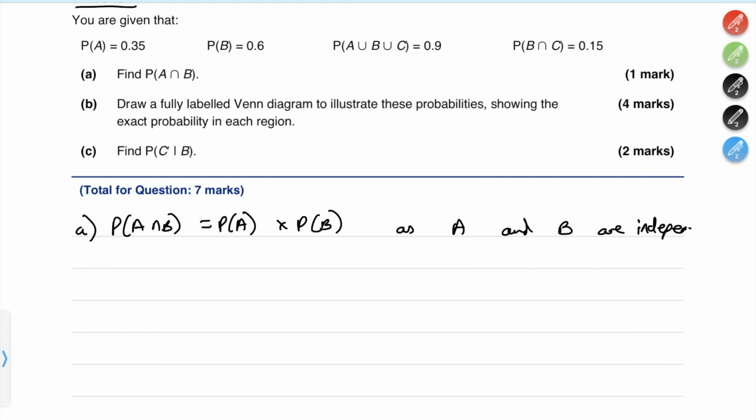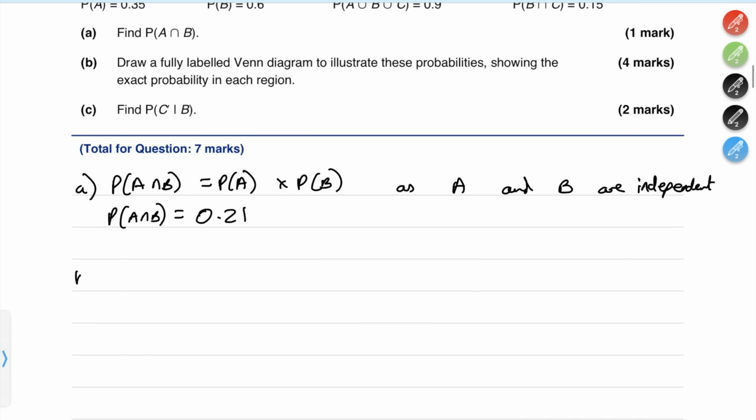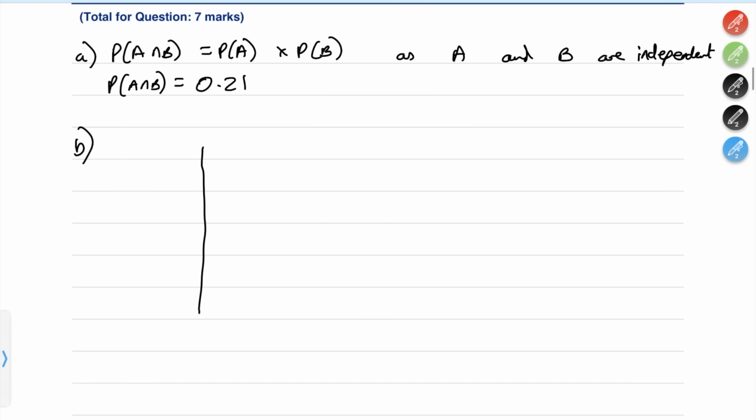So then I can just put this into my calculator, which will give me, so 0.35 times 0.6 is 0.21. Now it wants me to draw a Venn diagram to illustrate these probabilities. So let's draw this out now.